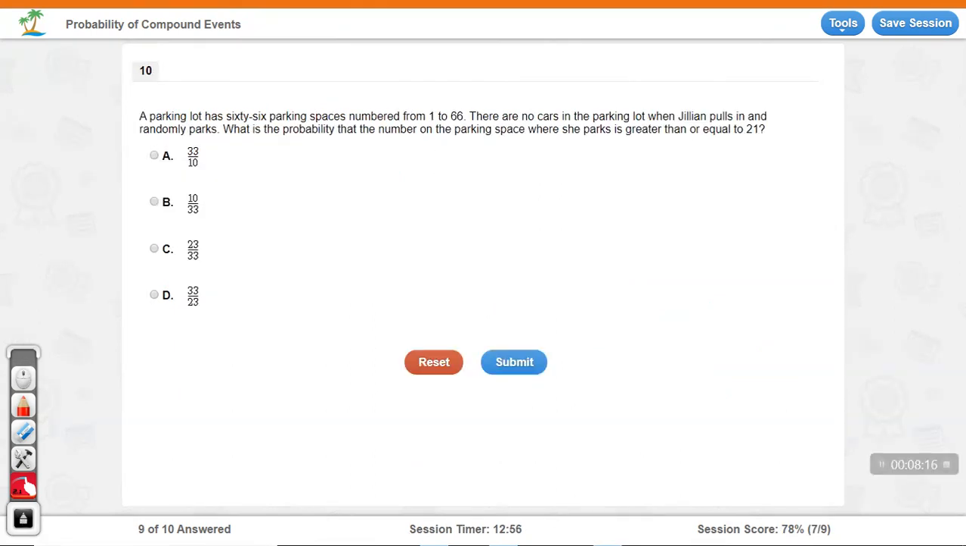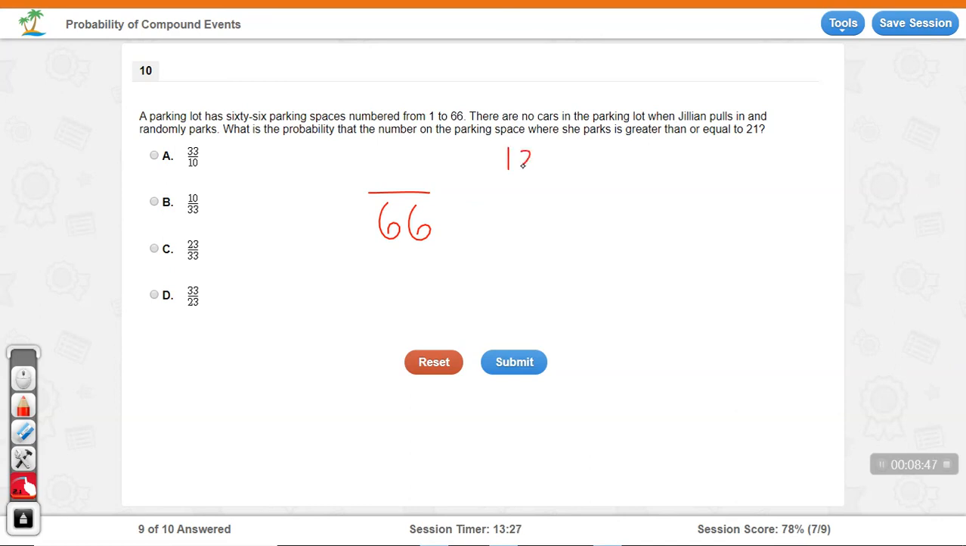All right, let's take a look at our last one here. A parking lot has 66 parking spaces numbered 1 to 66. There are no cars in the parking lot when Jillian pulls in and randomly parks. What is the probability that the number on the parking space where she parks is greater than or equal to 21? Now, this seems pretty simple and straightforward, because it's not really compound probability, but there is a little bit of a snag to this if you don't pay attention. First off, 66 spaces. We know that it's going to be out of 66, but how many of those are greater than or equal to 21?